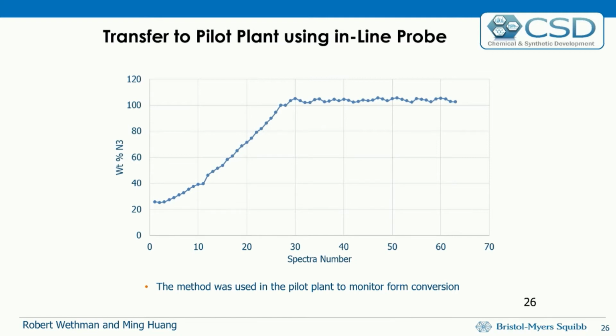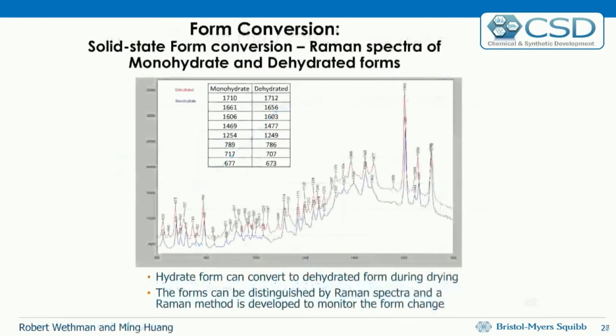This particular case is a form conversion, and this is very nice work that was done between Robert Wethman and Ming Wang in the group. The last topics I've been discussing here were actually developed by them in the laboratory and then taken into plant environment. In this particular case, we're going from a monohydrate to a dehydrated form, but we want to keep the monohydrate. The final form should be a monohydrate.